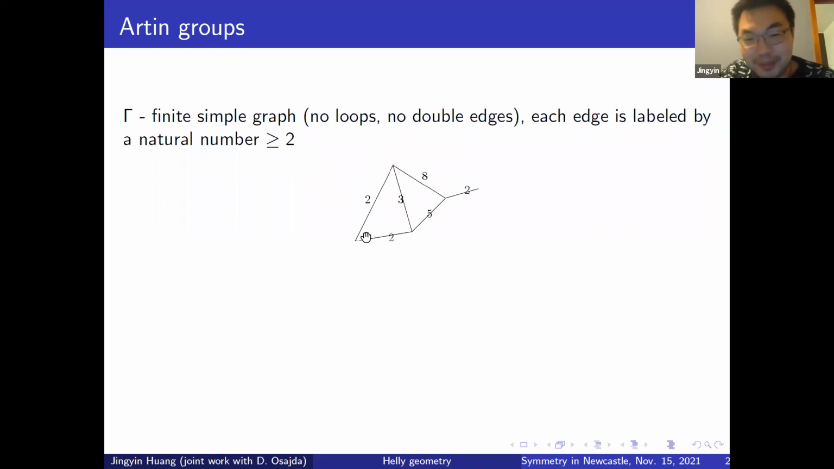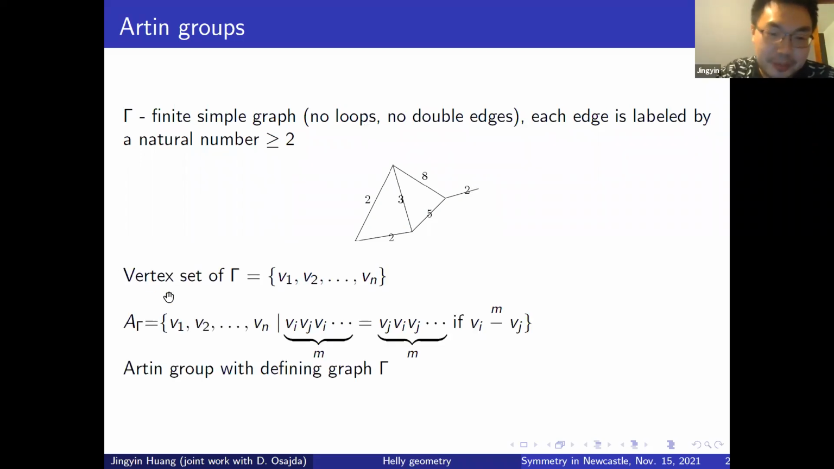So this will be an example. Each edge is labeled by some number greater than or equal to 2. And once given this information, I can write down a presentation. The generators correspond to the vertices of gamma. And then we have one relator for each edge. So suppose Vi and Vj are adjacent, with the edge labeled by m, then the relator is of the following form.